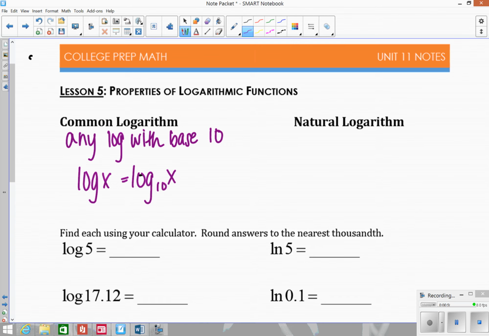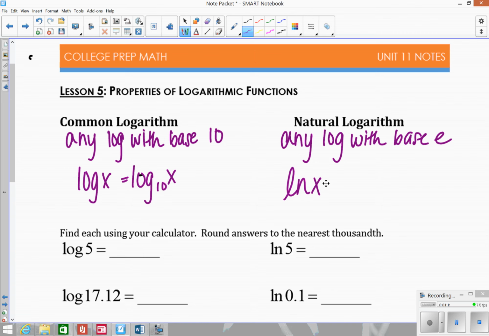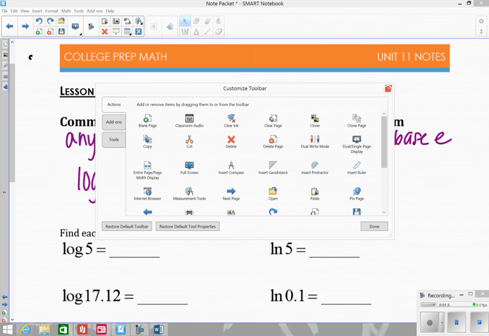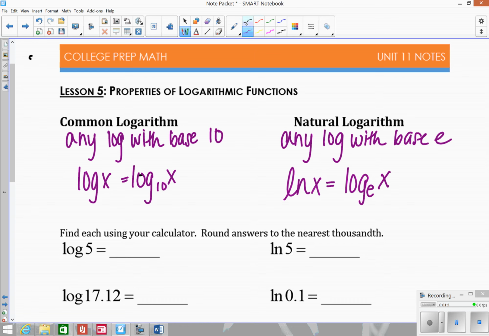Same with the natural log. The only difference is that the natural log is the inverse of the exponential function e to the x. So this is any log with base e. This one looks like ln of x, which is the same thing as saying log base e of x. So again, it has its own notation, ln x, and the common log looks like log base 10 of x, which is just log of x.